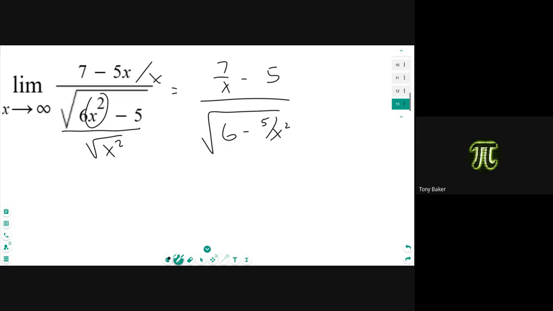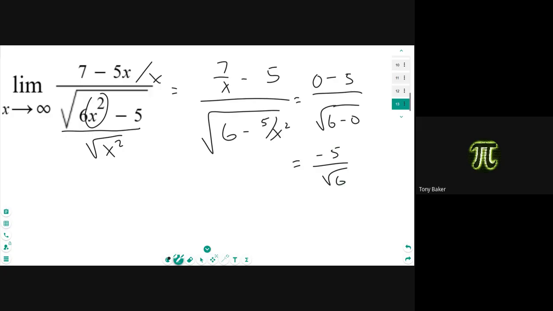I skipped a couple of steps in there while I was doing it out. Anybody confused? Do you want me to write it out, or are you good? Okay, so the top's going to 0 minus 5. The bottom's going to the square root of 6 minus 0. So I have negative 5 over the square root of 6.